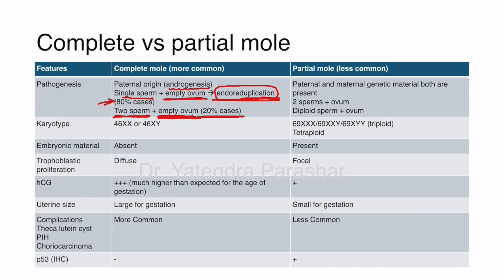On the other hand, a partial mole, which is less common than the complete mole, has both paternal as well as maternal genetic material, and the pathogenesis is the fertilization of an ovum with two sperm or a diploid sperm. Usually sperms are haploid, but a diploid sperm which fertilizes the ovum can be a cause of the partial mole.